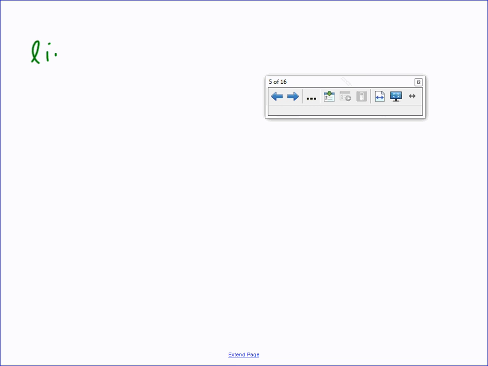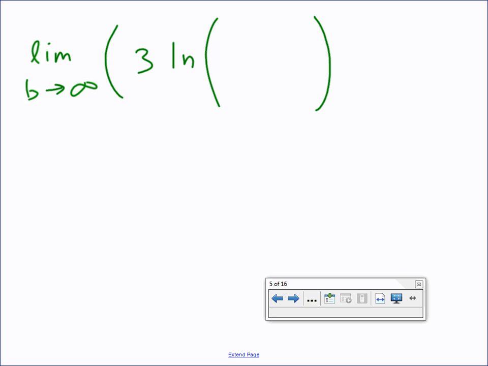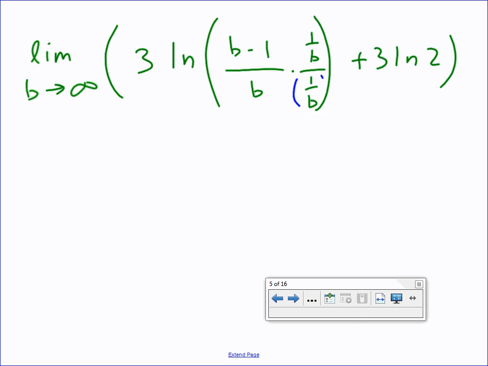So I've got the limit as b goes to infinity of 3 ln of, and we're multiplying everything by 1 over b. And it was b minus 1 over b. And this was minus ln 2 or plus 3 ln 2. Great. All right. So everybody look, this is our technique. We're multiplying everything by 1 over b to the largest power of b that appears in the fraction.